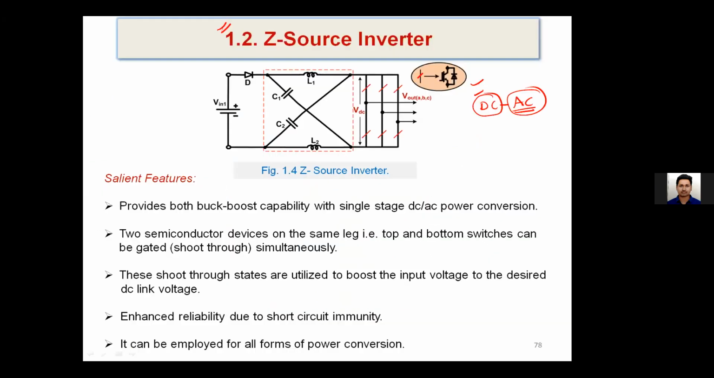So it has some features in terms of the buck boost capability. Buck boost capability means whatever DC voltage you give here, it can be boosted, it can be increased, and it can be converted to AC. And we have some other advantages in terms of the reliability. Generally in any voltage source inverter, no two switches of the same leg will be gated on simultaneously. But here, that particular feature is utilized in order to get a better boost gain.